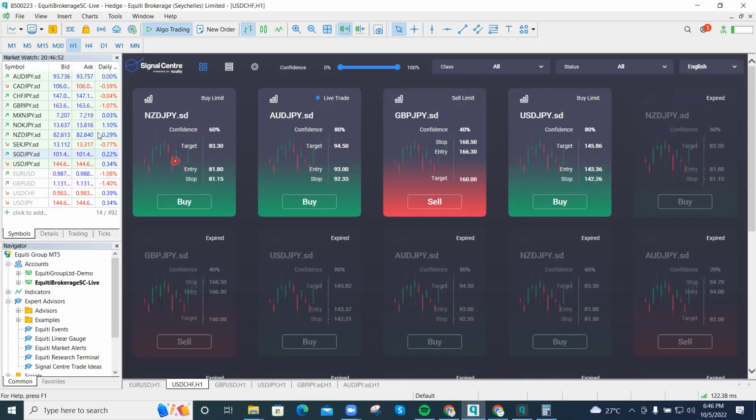So currently we have about 4 trades that are still available for us to take: NZD JPY, AUD JPY, GBP JPY, and USD JPY. But already AUD JPY is on live trade, whereas the rest 3 are still pending orders. So the next thing I want to show you is how you can use this signal center to place your trade. So let's say I want to take my trade on NZD JPY.